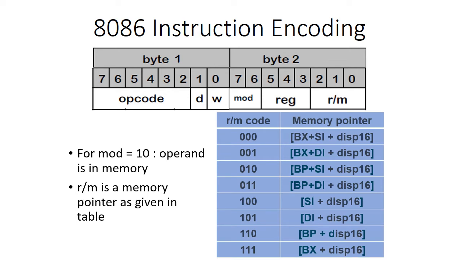All the displacement values for the case when mode field equals 10 are 16-bit values. The displacement follows the addressing mode byte in the instruction encoding.